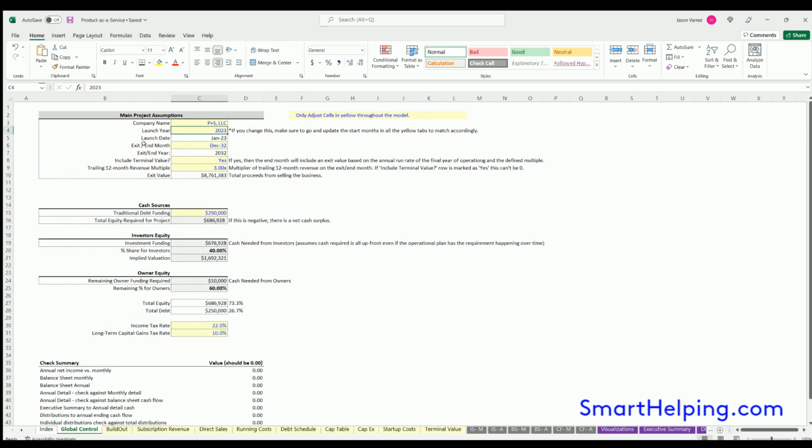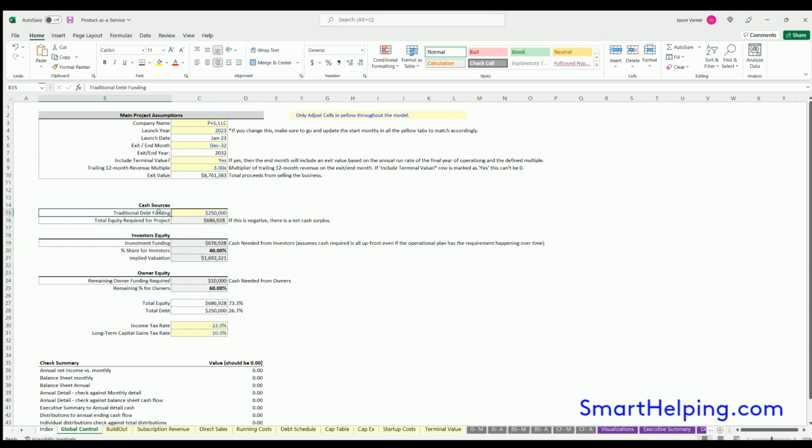Then we've got the end month here. So on the end month, you can define the template to end on any month over a 10-year period. Whatever you pick to end, operations will stop, and then you could choose to use a terminal value or not. If yes, it'll take a multiple of the 12-month trailing revenue as your evaluation basis. You can also select no if you don't want to show that value. The main reason it's there is for discounted cash flow analysis, but you don't have to show it if you don't want to. Next, we have cash sources.